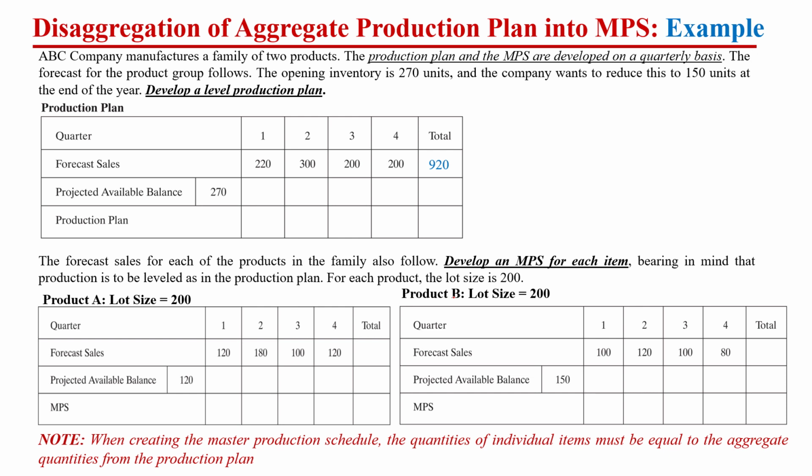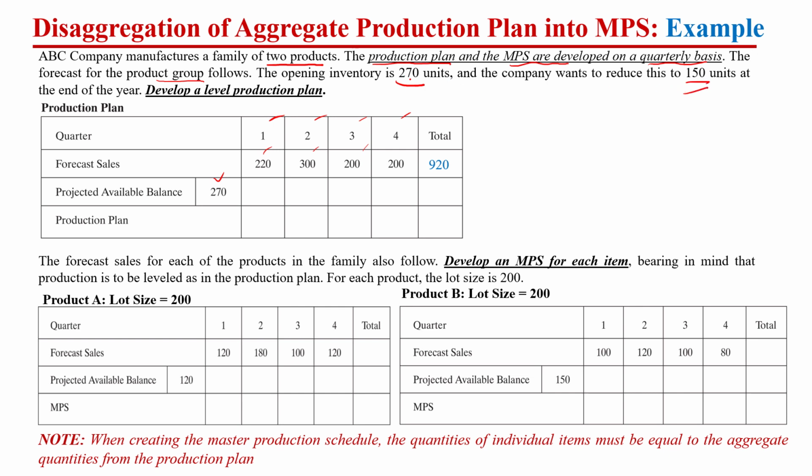Now, let's see an example where we are going to develop a very simple type of aggregate production plan, and then based on that aggregate production plan, we will develop the master production schedule. Let's say we have the ABC company, which is producing two types of product. We need to develop the aggregate production plan and the master production schedule on a quarterly basis. These are the quarters we have, and the forecast for the product group, meaning product family level, is as follows. Then the opening inventory of 270 is given, and the company wants to reduce it by 150 units.